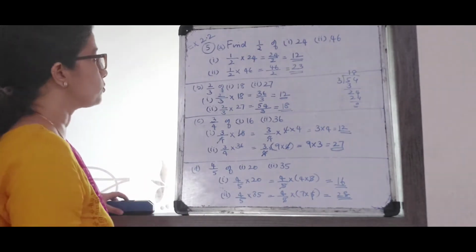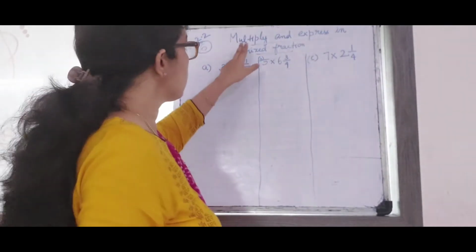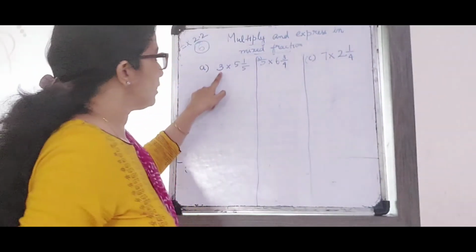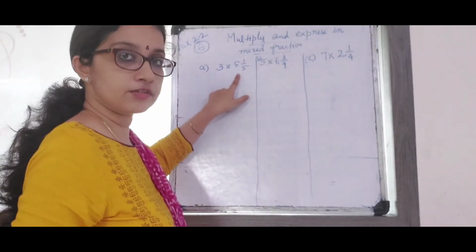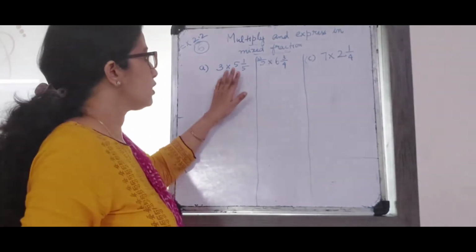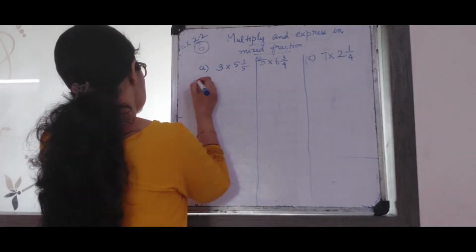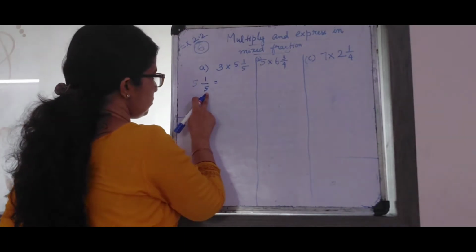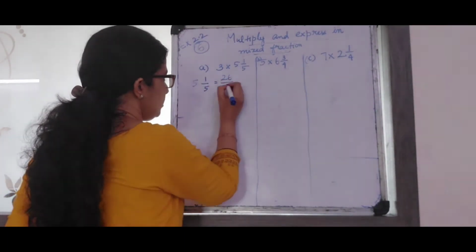Okay. Now let's move on to the next problem, that is multiply and express in mixed fraction. They have given a whole number multiplied by a mixed fraction. To do any calculations, first we have to convert this mixed fraction into an improper fraction. So this 5 1 by 5 can be written as 5 5s are 25, 25 plus 1 is 26, 26 by 5.